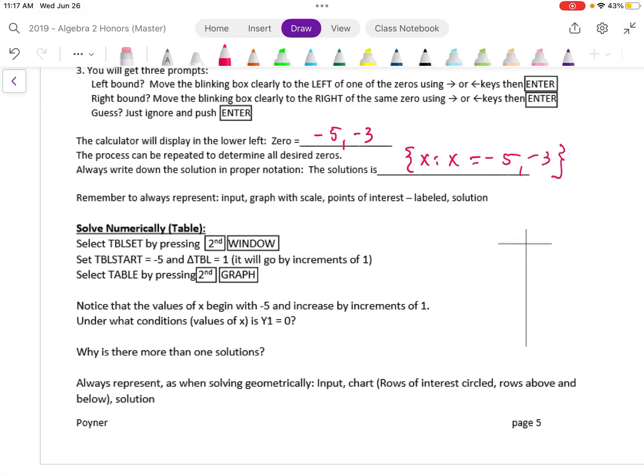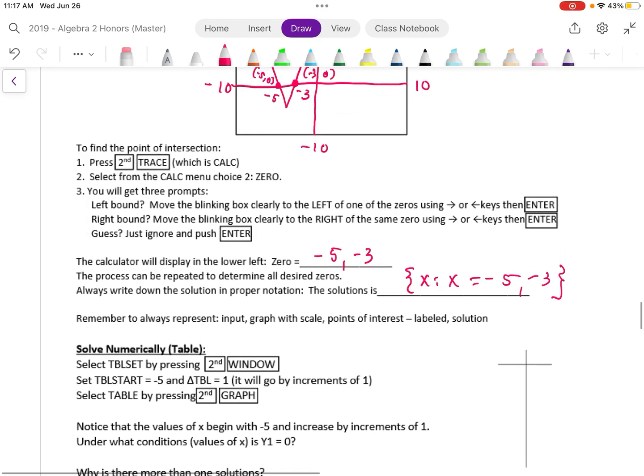Okay, so the next type of problem we need to tackle with the calculator is how to solve something numerically. It requires that you have some understanding of what that really means. Numerically means that it's data driven. Technically, if I'm trying to solve something numerically, it means that I'm going to substitute in a bunch of values for x and see which ones work. Now that is very inefficient, especially if we're doing this by hand.